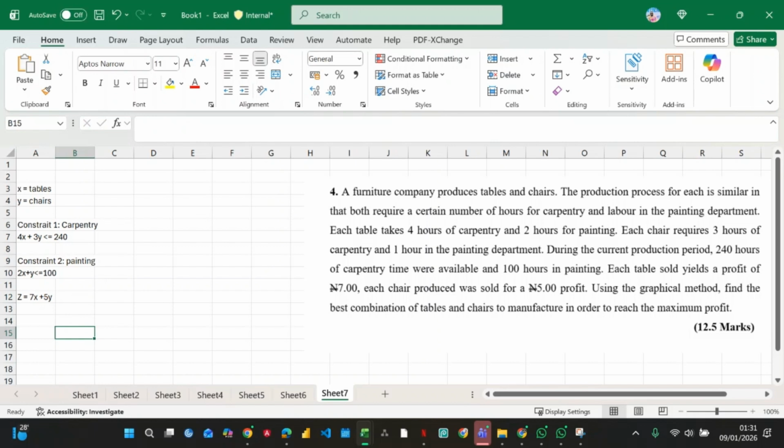Okay. So now the next thing we're going to do is to convert our inequalities to equations. The inequalities I mean is the constraints here. You understand? We have two constraints. So we'll convert these to normal equations.